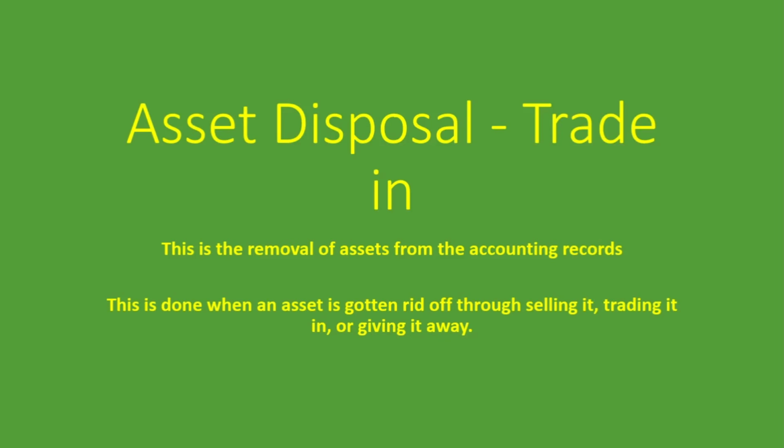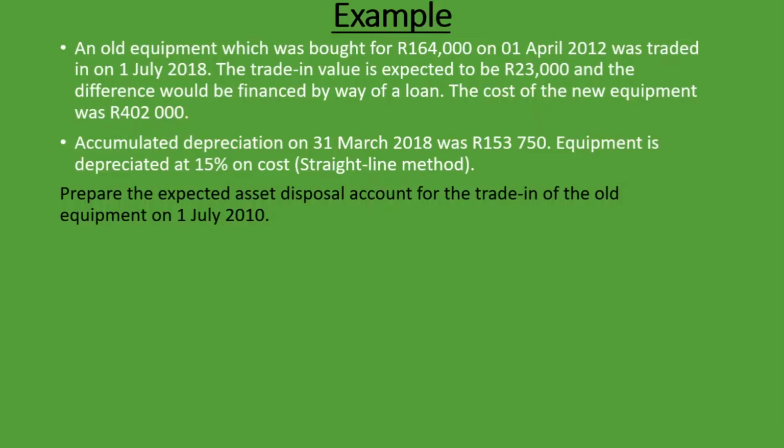So let's look at this example. We are told that an old printer which was bought for 164,000 Rand on the 1st of April 2012 was traded in on 1st of July 2018. And we're told that the trade-in value is expected to be 23,000 Rand, and the difference would be financed by way of a loan. The cost of the new equipment was 402,000 Rand.